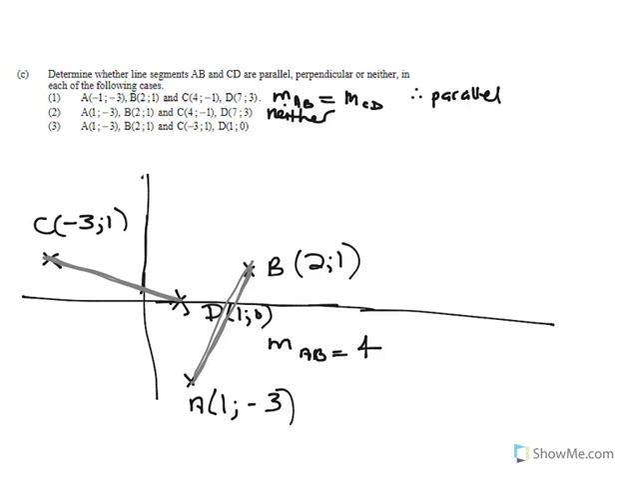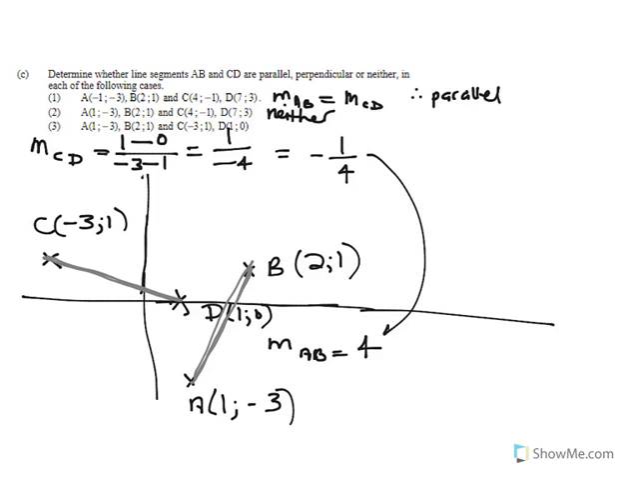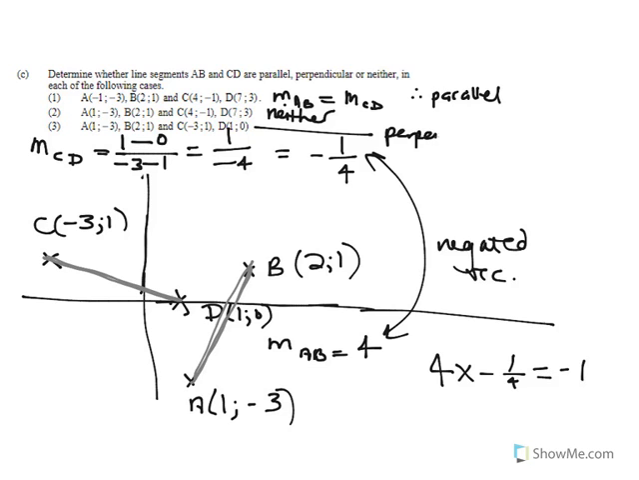And so we need to work out the gradient of CD. So let's say y coordinate of C minus y coordinate of D over x coordinate of C minus x coordinate of D. And that would be 1 over -4, which is negative a quarter. And those are indeed negated reciprocals of each other. Or you could say, well, 4 times minus a quarter is equal to minus 1. So they would be perpendicular.